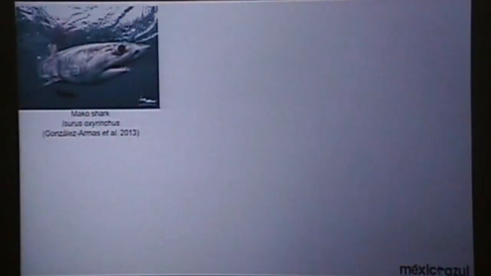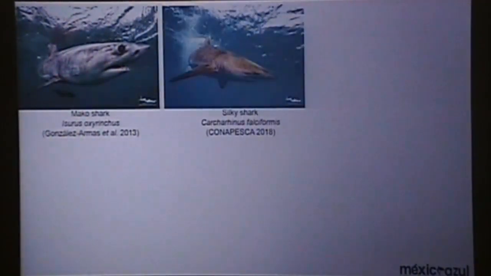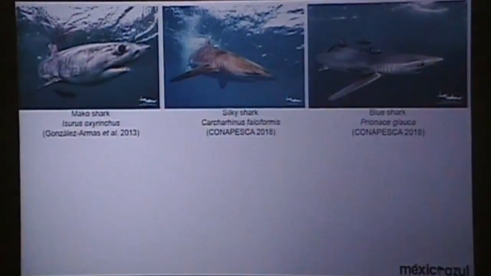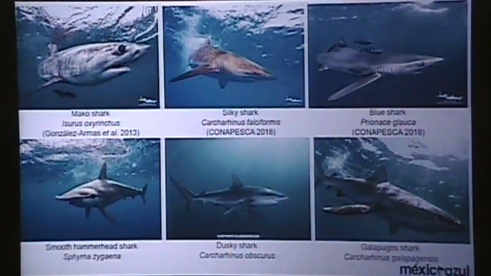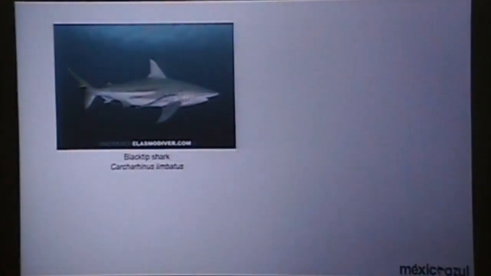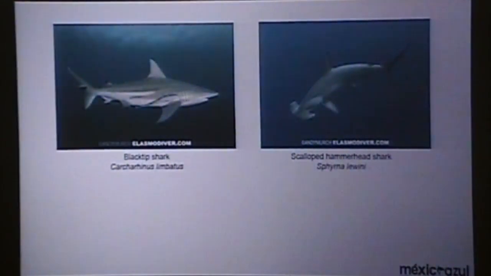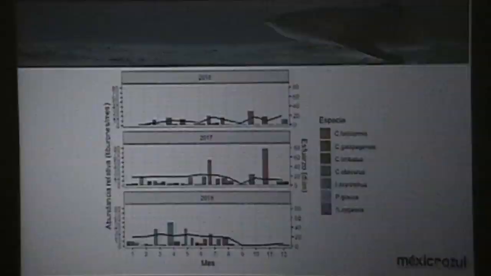So with results, so far we've observed 8 species, which are the short-fin mako shark, the silky shark, the blue shark, smooth hammerhead shark, dusky shark, Galapagos shark, the black tip shark, and the scalloped hammerhead shark. Of these 8 species, the most abundant are the silky shark, the mako, and the smooth hammerhead, with only 1 sighting of the scalloped hammerhead, the black tip shark, and the Galapagos shark in these 3 years.